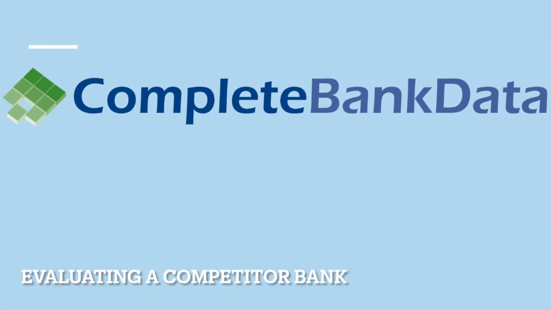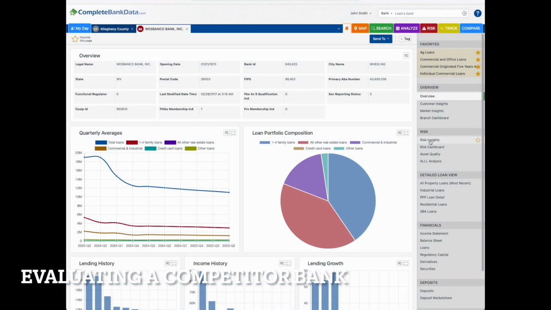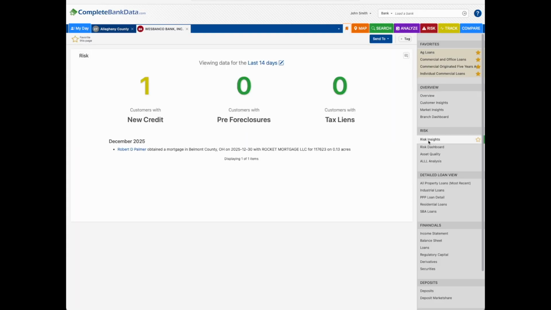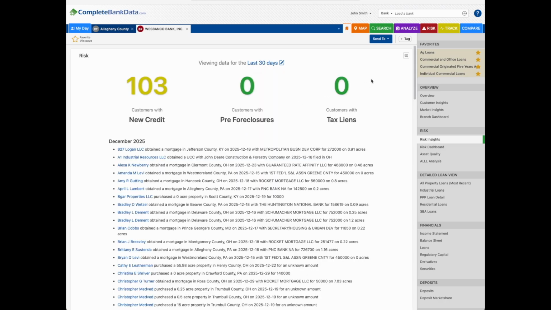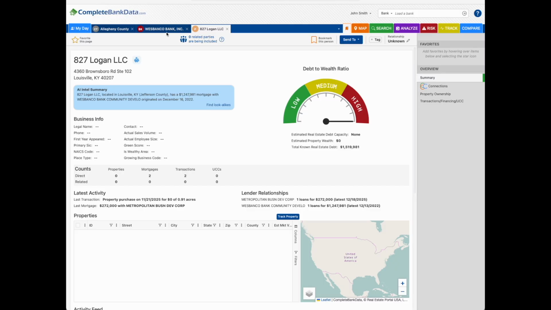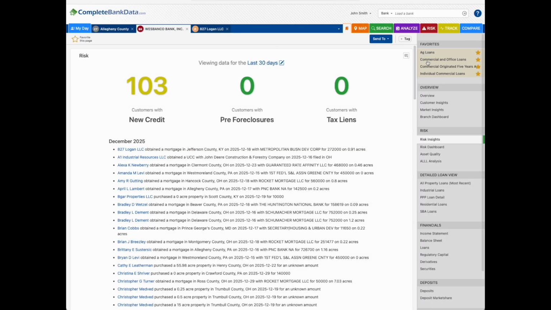You might also want to evaluate a specific competitor. We have loan level details of every lender in the US. Here we're looking at which customers of a lender have started to work with someone else. We call this our risk analysis. We could look at that entity's details, see if this is a viable prospect.